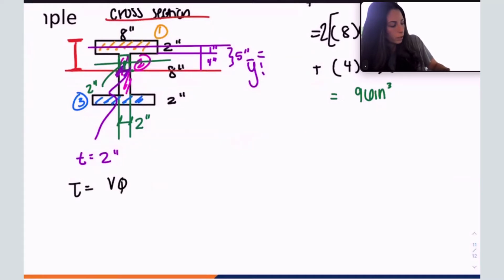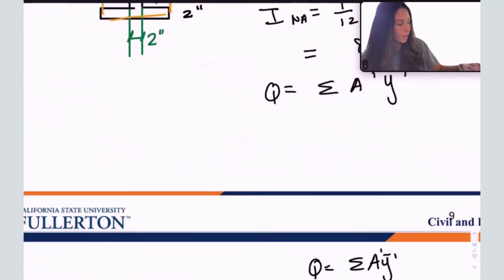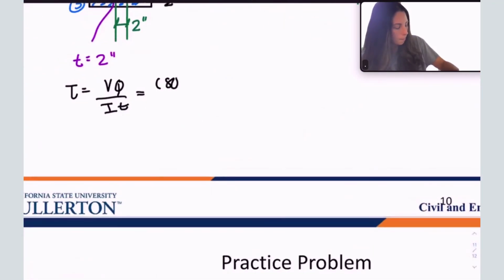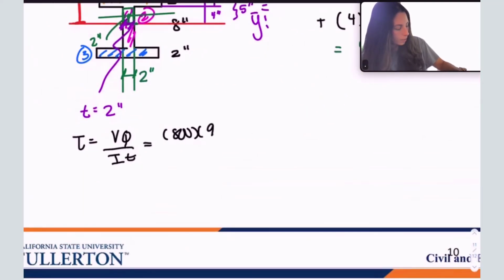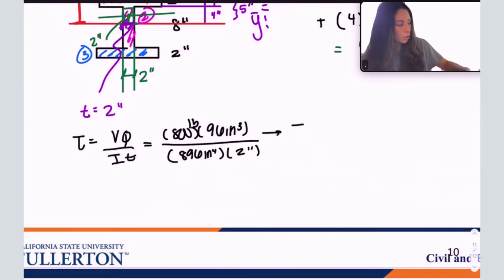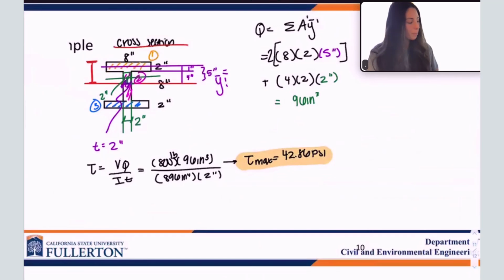Tau equals VQ over IT. I got V from the shear force diagram, 800 pounds. I got Q of 96 inches cubed, divided by I, which was 896 inches to the fourth, times T, 2 inches. And if I solve for all this, I get tau max is equal to 42.86 psi, pounds per square inch. That is the end of this example problem.